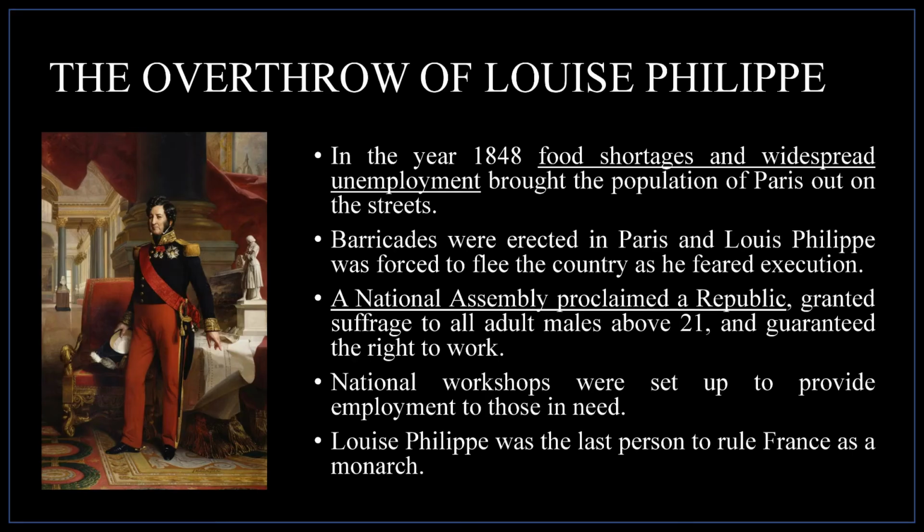In the year 1848, food shortages and widespread unemployment brought the population of Paris out on the streets in protest. Several barricades were erected in Paris, and Louis Philippe was forced to flee the country as he feared execution. A national assembly proclaimed a republic, granting suffrage to all adult males above the age of 21, and they guaranteed the right to work. National workshops were set up to provide employment to those in need, and Louis Philippe was the last person to rule France as a monarch.